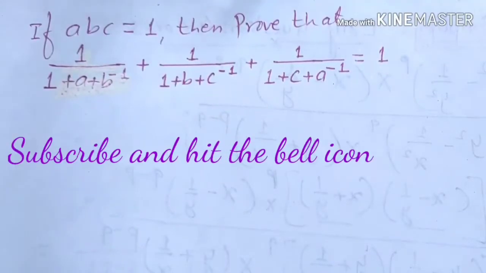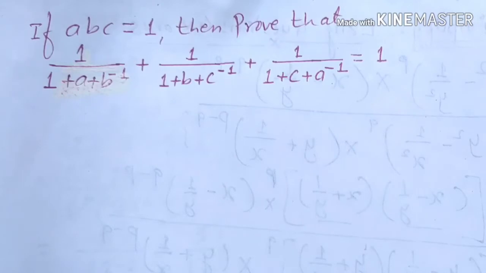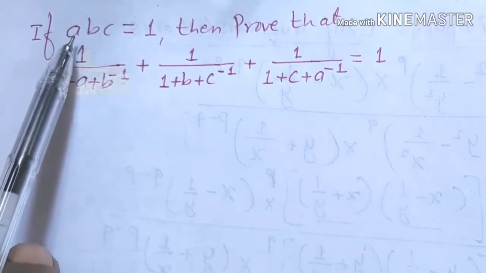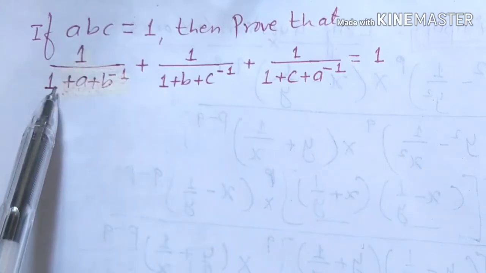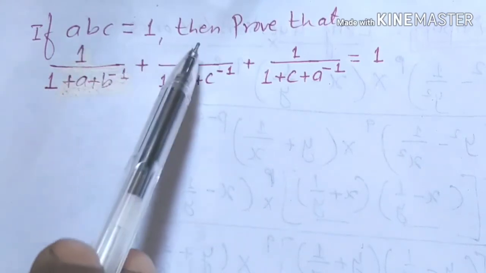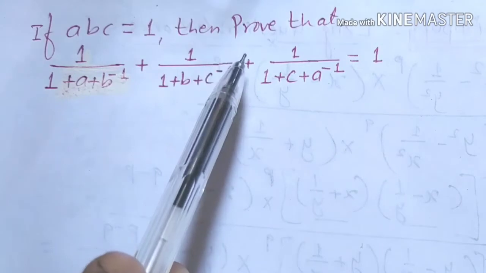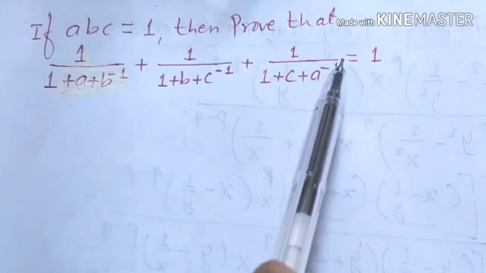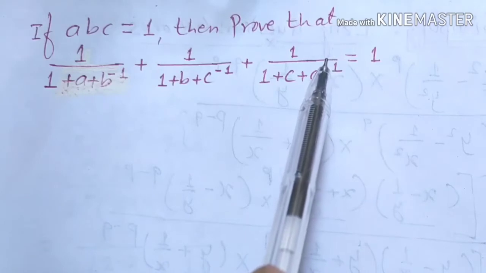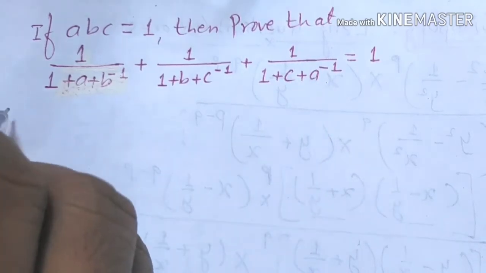Hello students, now I'm going to do another question which is taken from the algebra of class 10. The question is: if ABC is equal to 1, then we have to prove that 1 over (1 plus A plus B inverse) plus 1 by (1 plus B plus C inverse) plus 1 by (1 plus C plus A inverse) is equal to 1. In order to solve this question, we should take the left hand side.